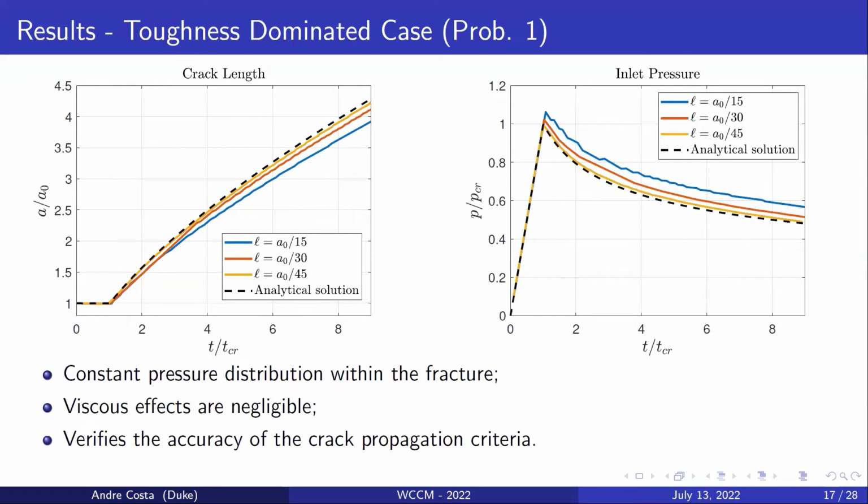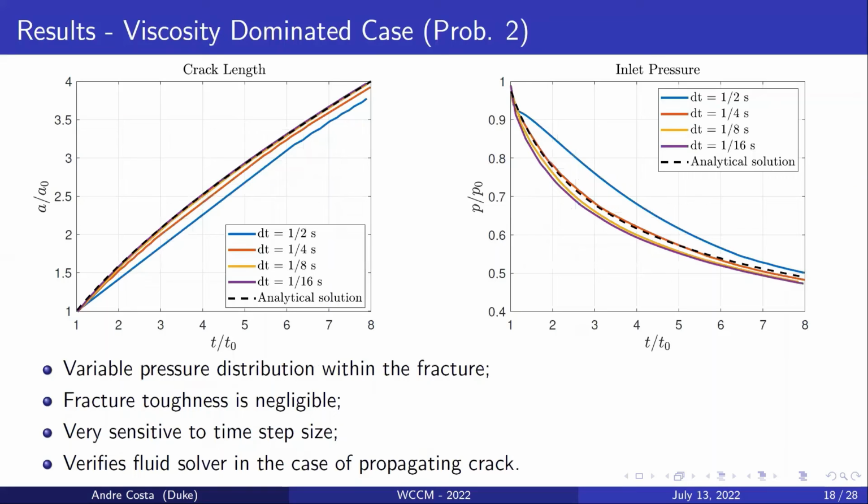In the toughness-dominated regime, where the viscous effects are negligible and the pressure distribution is almost constant over the fracture, we are able to converge to the analytical solution as we refine our phase field regularization length. This verifies the accuracy of the crack propagation criteria based on the phase field solution, as long as the regularization length is sufficiently small.